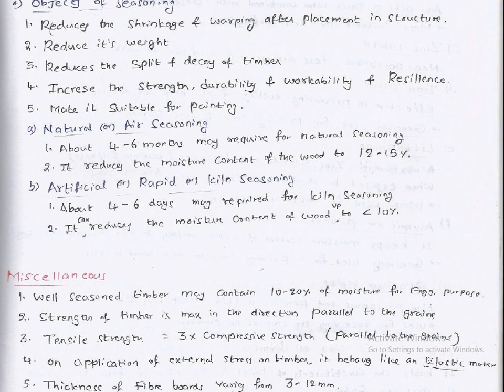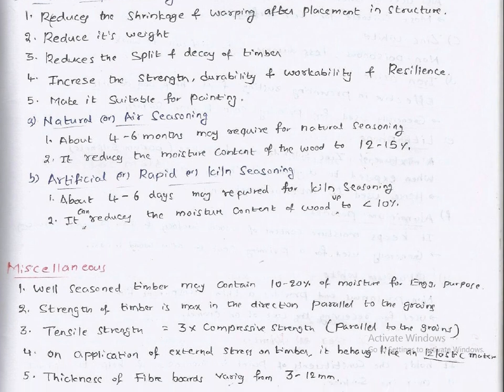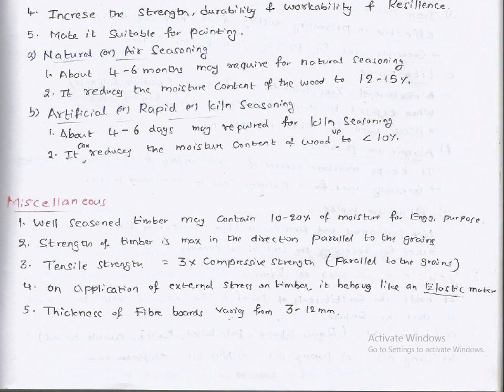Moving on. Miscellaneous. Well seasoned timber may contain 10 to 20% moisture. For engineering purposes, the strength of timber is maximum in the direction parallel to the grains. Mostly asked. Tensile strength is 3 times the compressive strength parallel to grain. On application of external stress, timber behaves like an elastic material. Thickness of fiberboard varies from 3 to 12 mm. Hope next is paints.